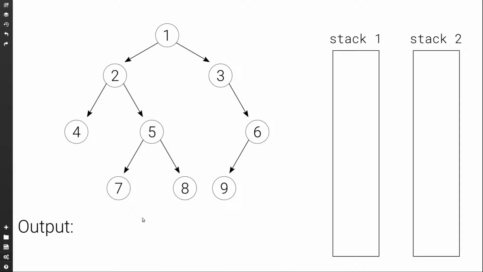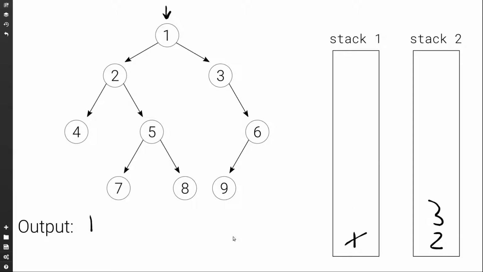To do this, we will be using two stacks. We begin by pushing the root of the tree to the first stack. So the root of the tree is 1, push it to stack 1. Then we go to stack 1 and we set the current node to the top of stack 1, so 1. We pop stack 1, we print the current node, and then we add the left child to stack 2, so 2. Then we add the right child to stack 2, so 3.